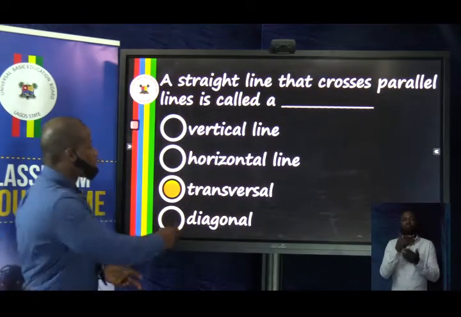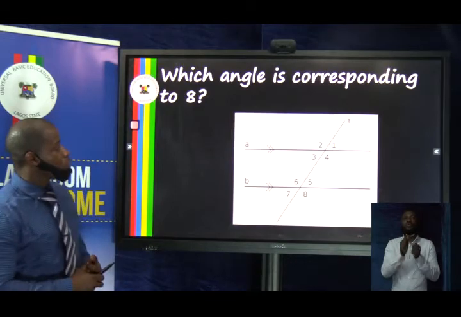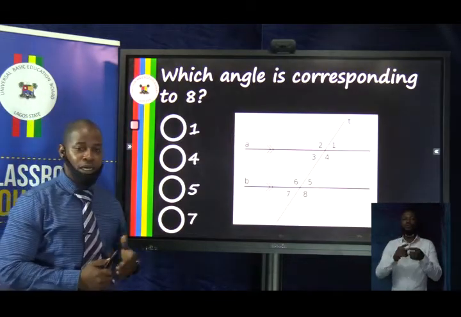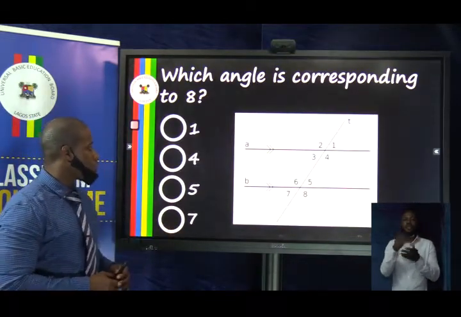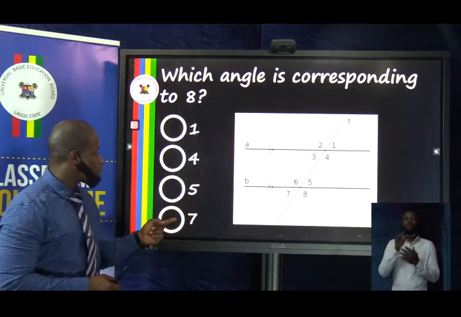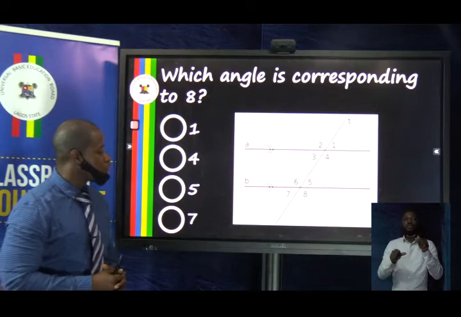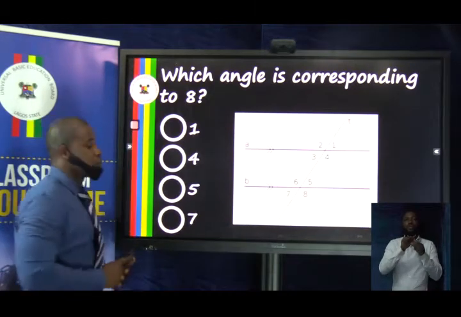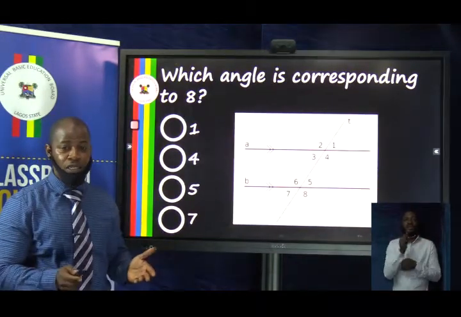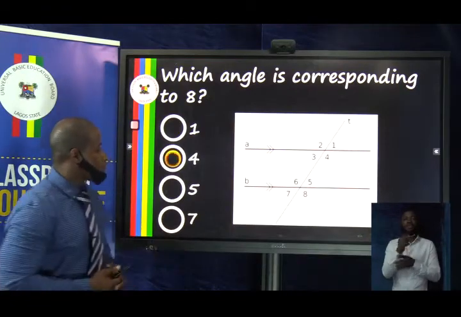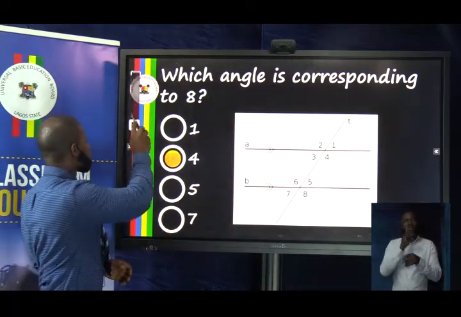Good job, you. The next question says, which angle is corresponding to 8 in this diagram? So study the diagram closely. We have options 1, 4, 5, and 7. Which angle is corresponding to angle 8? You have seen the answer? Let's see what it is. The angle, of course, is angle 4.